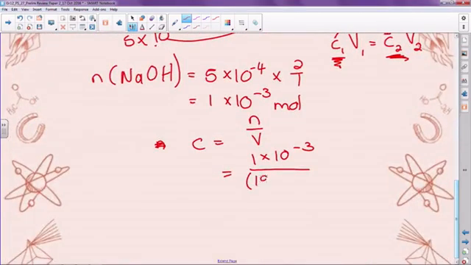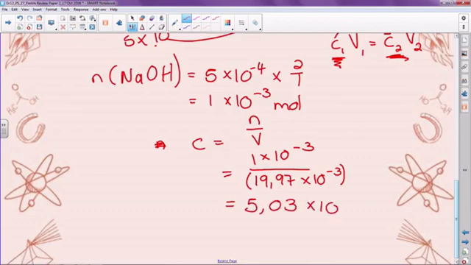Now, watch what I'm going to do here, because this is going to make my life a little bit easier. Instead of dividing by 1,000 and then using the decimal, I say times 10 to the minus 3. This means that my concentration now is 5.03 times 10 to the minus 2 moles per decimeter cubed. That is my second concentration. I still want my first concentration.